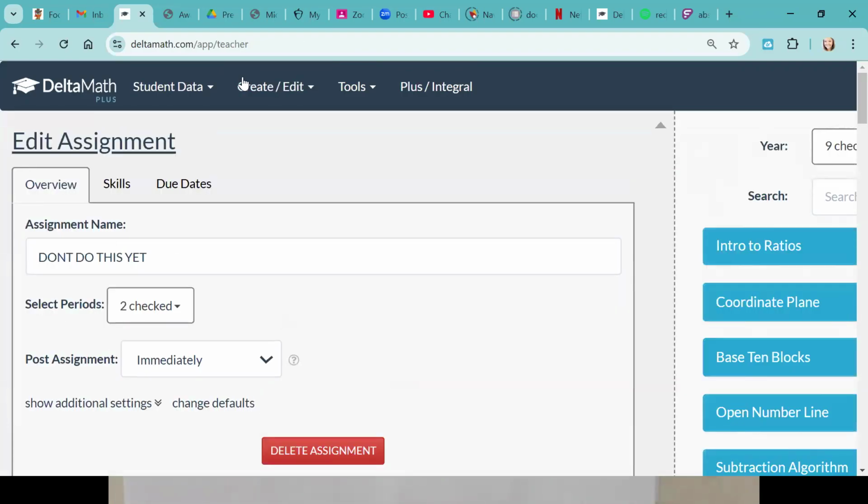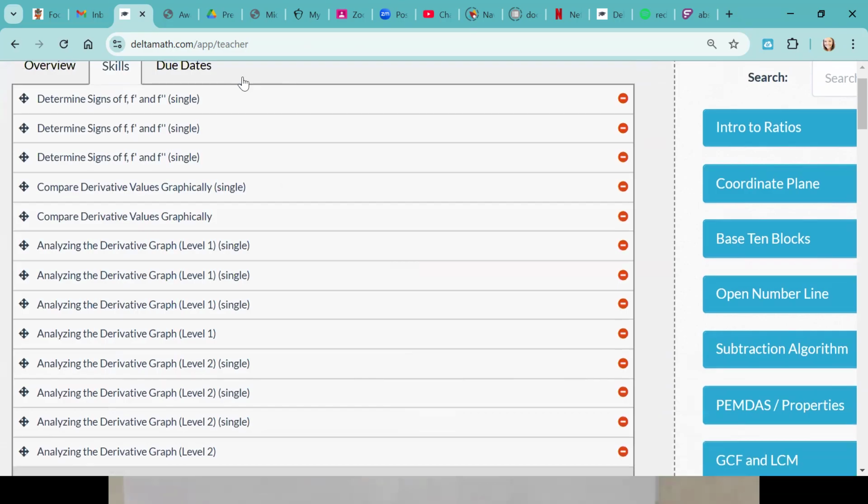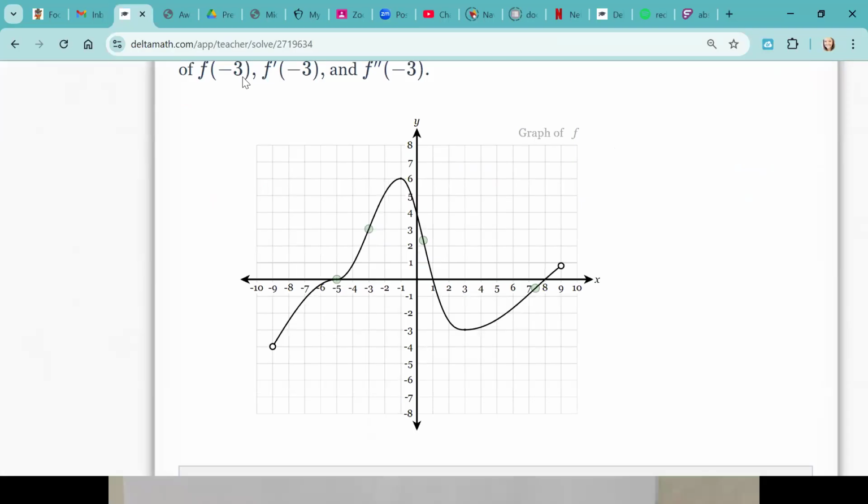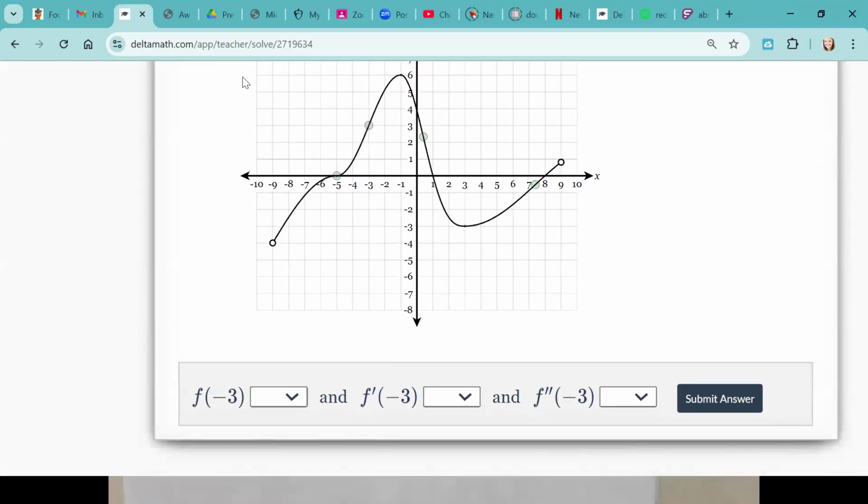Oh, y'all, your homework is called Don't Do This Yet, but that's it. It is Don't Do This Yet, that's it. Okay, just the first question. Let's go. Let's get after it. Why do you ever log out? No. Just keep your Delta Math always logged in. I know it's the don't do that. All right, first question.